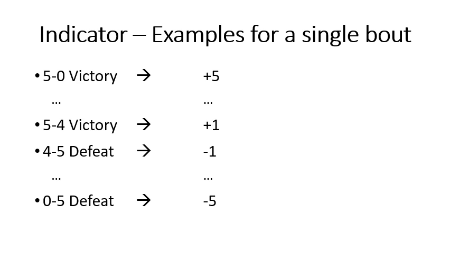For example, in a single bout, a positive indicator represents a victory, a negative indicator, a defeat. A 5-0 victory would earn an indicator value of +5, a narrow 5-4 victory, an indicator of +1. A similarly narrow defeat would yield an indicator of -1, and at the extreme, a 5-0 defeat would yield an indicator of -5.